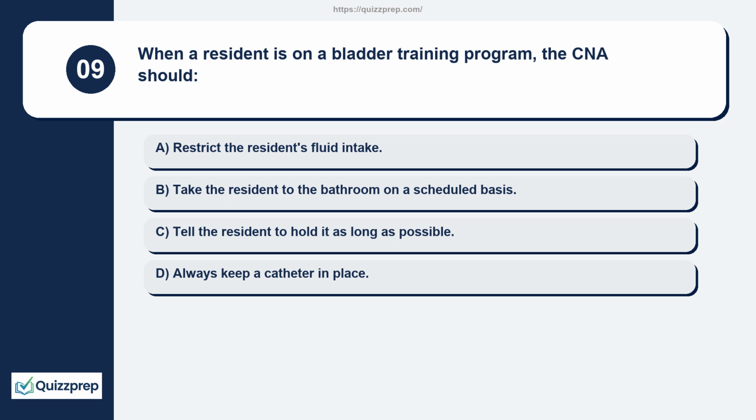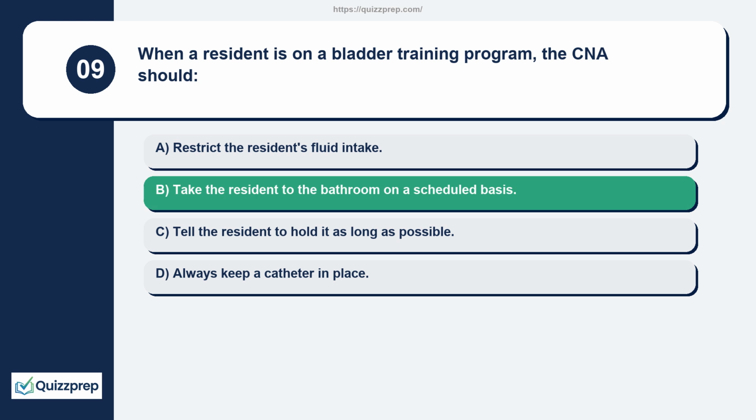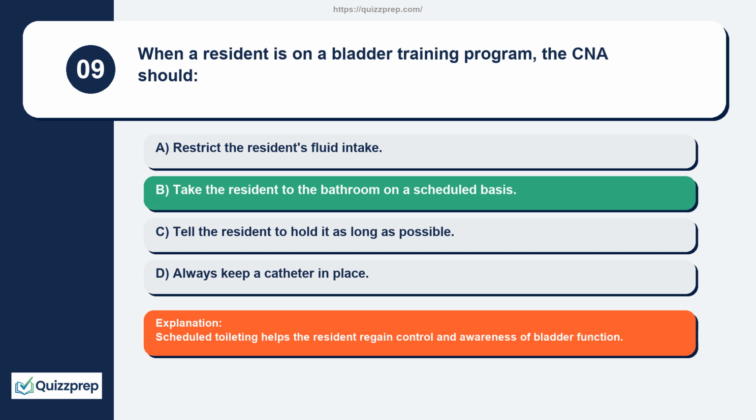Question 9. When a resident is on a bladder training program, the CNA should: restrict the resident's fluid intake, take the resident to the bathroom on a scheduled basis, tell the resident to hold it as long as possible, always keep a catheter in place. Scheduled toileting helps the resident regain control and awareness of bladder function.